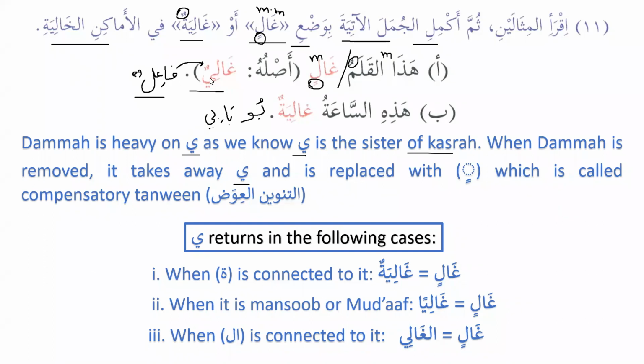So when dhamma is removed, it takes away ya. So what happens when dhamma is removed? Ya is also removed. So two changes will take place. Dhamma is removed because it's heavy on ya. And ya is removed. Why ya is removed? Let's see over here. It is removed and it is replaced with kasratan. So basically, ya has been removed with kasratan, which is called compensatory tanween, or in Arabic we call it al-tanweenu al-iwadu, compensatory tanween. So basically, ghaliyun has changed into ghalin.